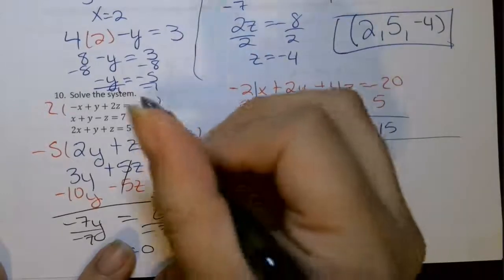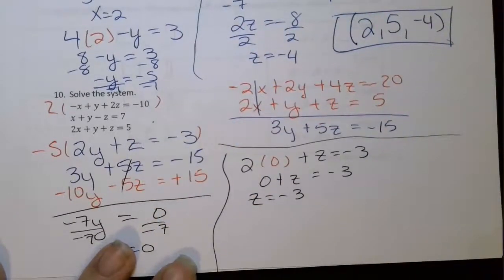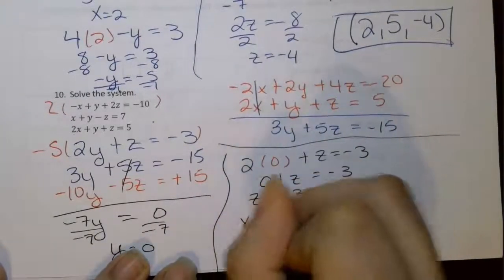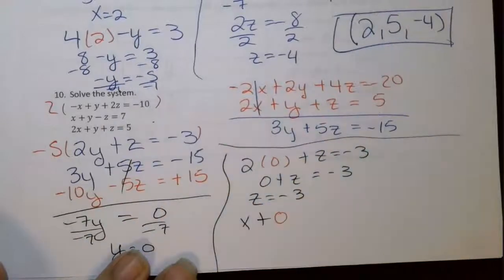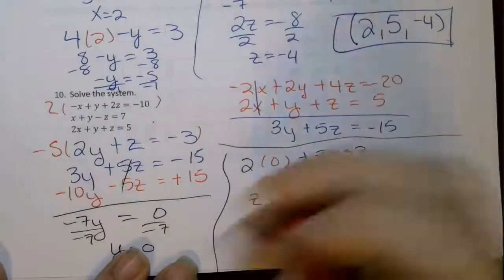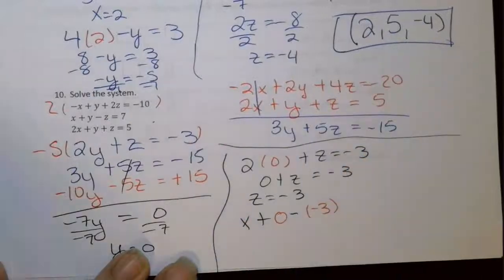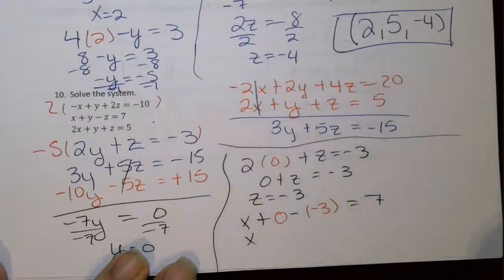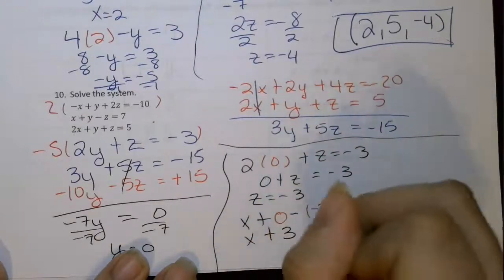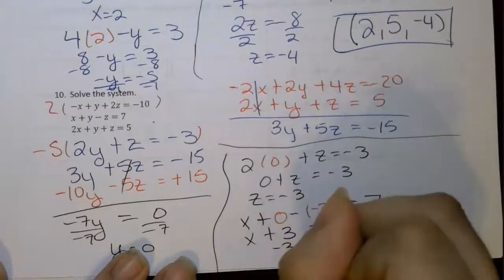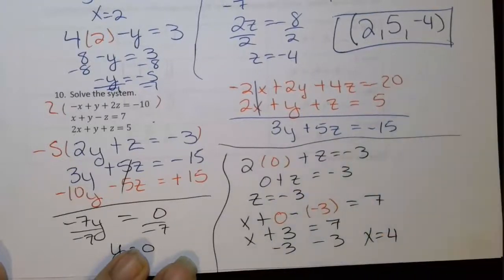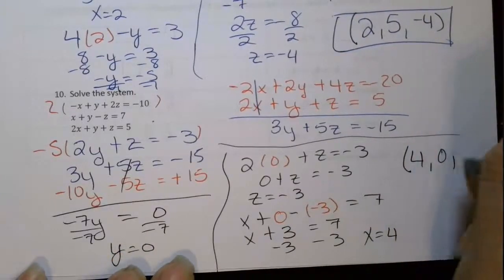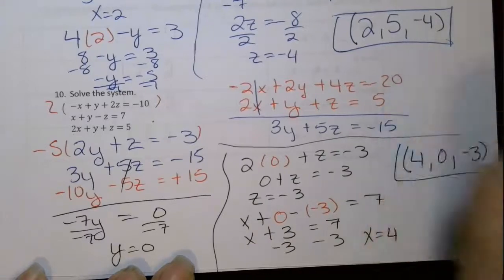I can pick one of the 3 original equations to solve back for x. I'm going to pick the middle one since there's not a lot of coefficients. So I have x plus y was 0, minus z was -3, equals 7. So I have x, -3 is +3, and the 0 just disappears. Then I subtract 3 on both sides, and I get x equals 4. So I go ahead and I write my coordinate point. It's going to be 4, 0, -3.